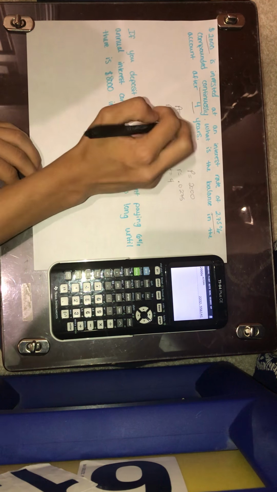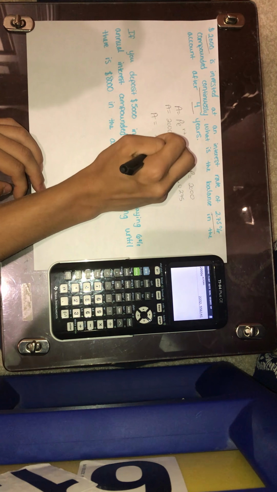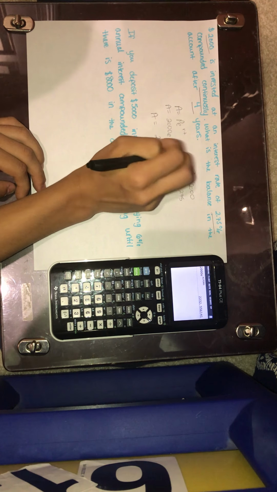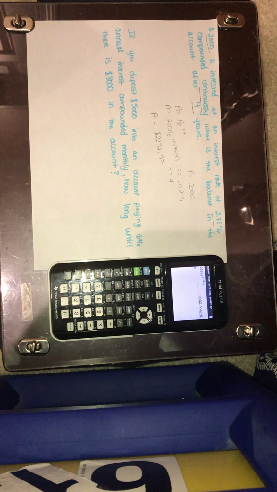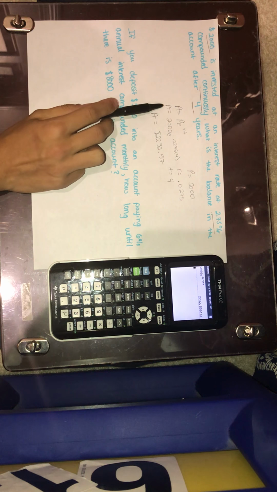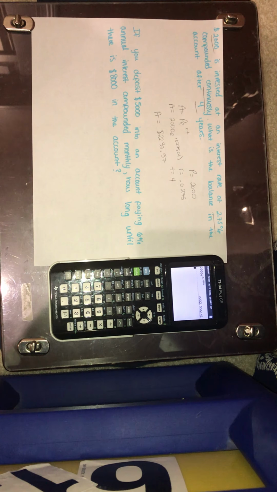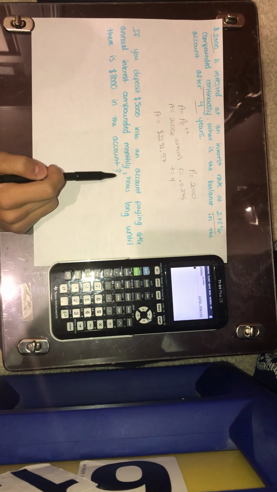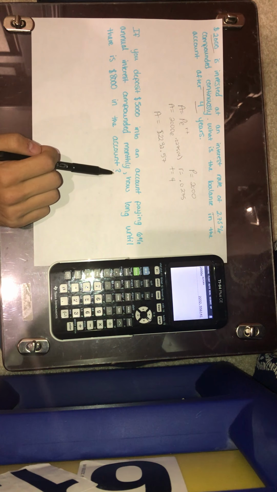And our answer is 2,232.57. Okay, so yeah, that was easy enough. Usually they're going to make you try to find another value, or else you're just plugging in. Okay, pretty much, if you can do this problem, you're going to be able to do any problem.